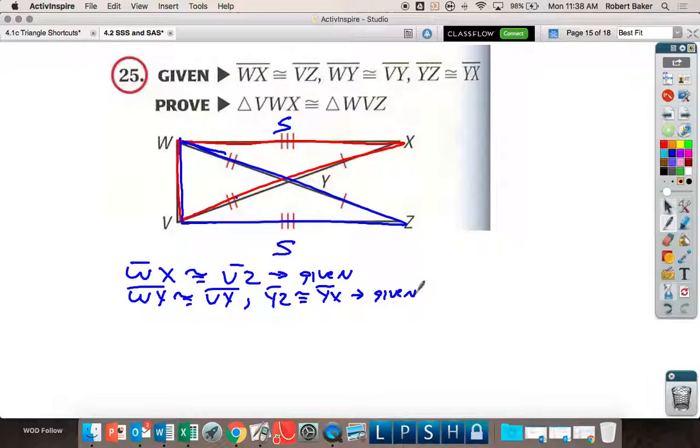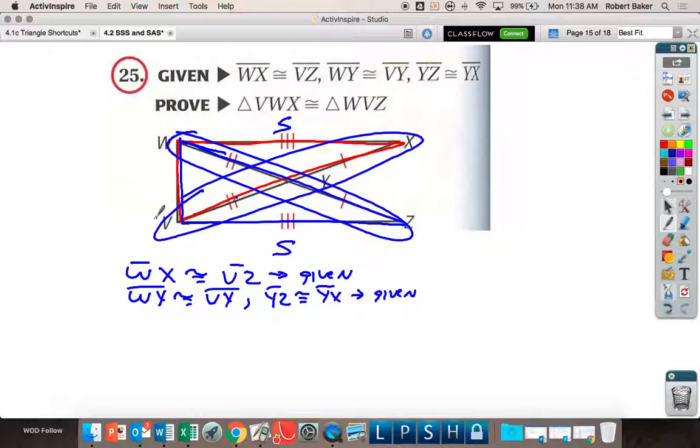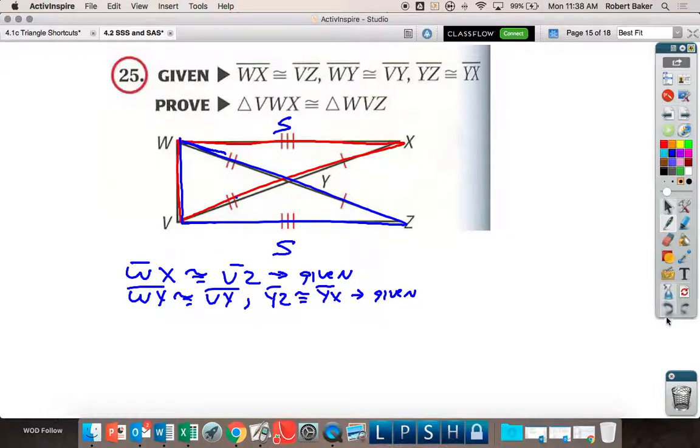Okay, so in order for this proof to work, does it say that WZ is congruent to VX? We don't have a statement saying that this side is congruent to this side. We don't have that yet. But do we have the ability to write that? Yes, we do. So we can convert those lines, that this line and this line are congruent.